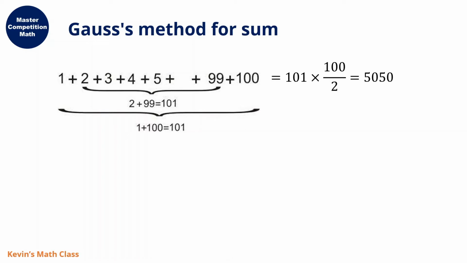Here's how it works. Gauss found that 1 plus 100 is 101, 2 plus 99 is 101, 3 plus 98 is 101 as well. So how many 101s are there? 100 divided by 2. There are 50 pairs of 101. 101 times 50 is 5050. That's a very famous story.